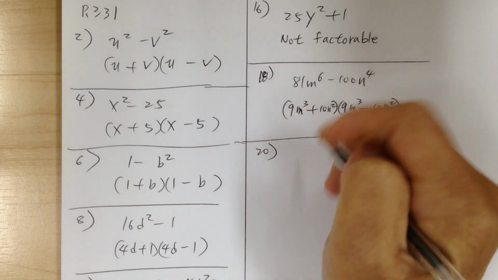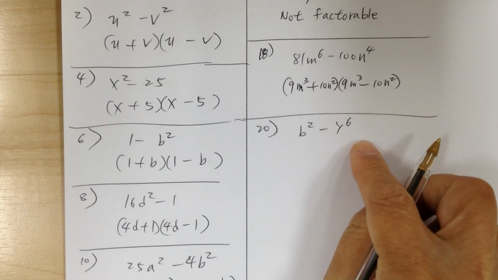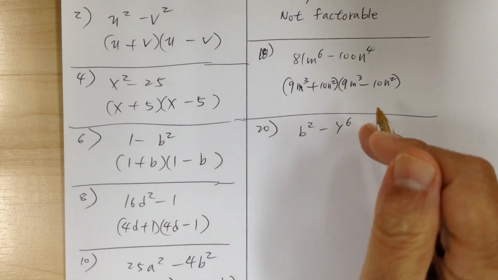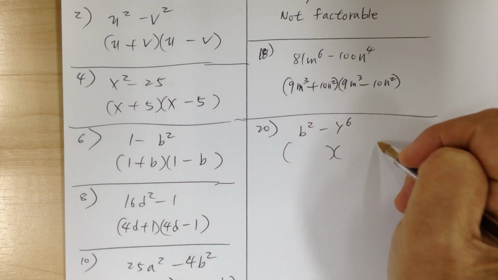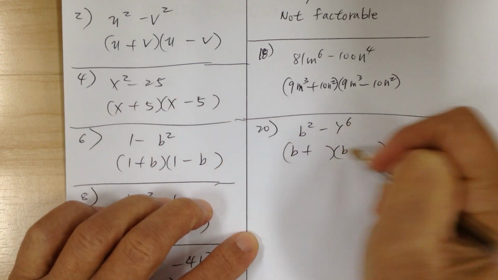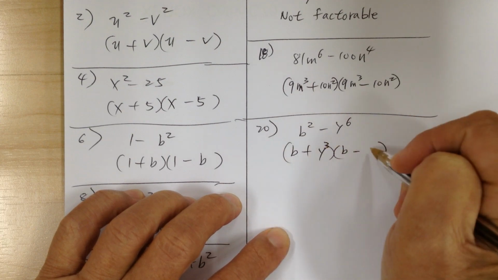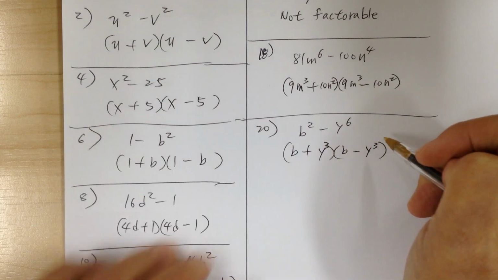Okay, number 20. You have b squared minus y to the 6. So step 1 cannot. Step 2, square, everything is all perfect square. So you get 2 sets of parentheses. So b times b give you b squared, plus times minus give you minus, y to the 3 times y to the 3 give you y to the 6.